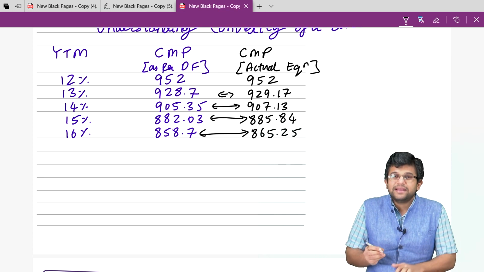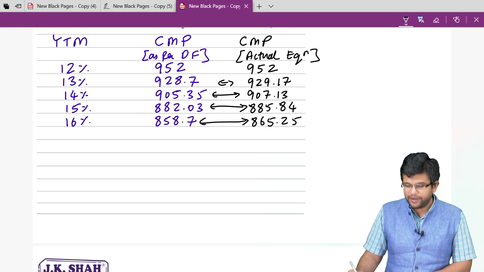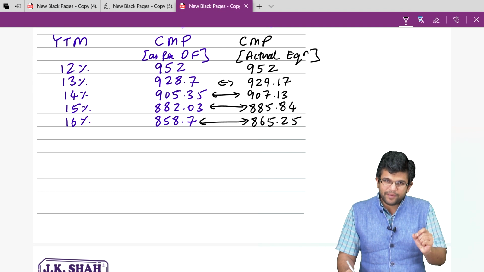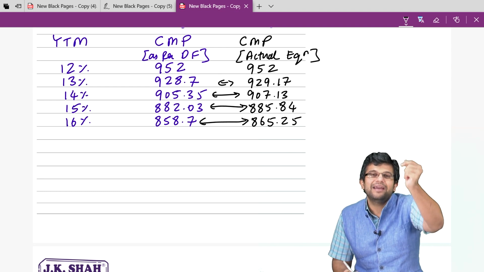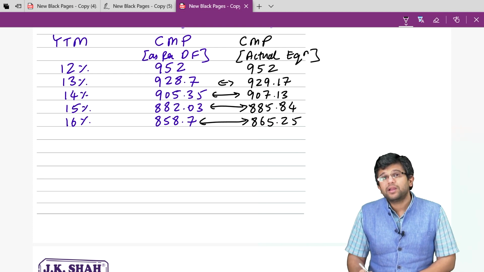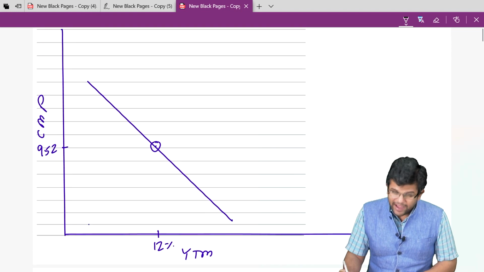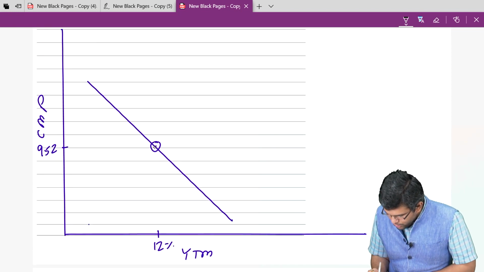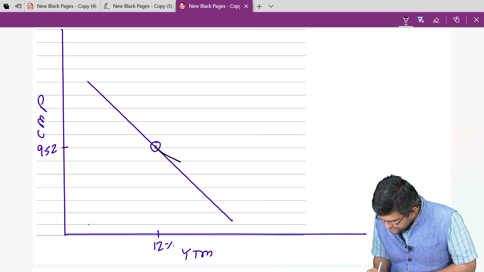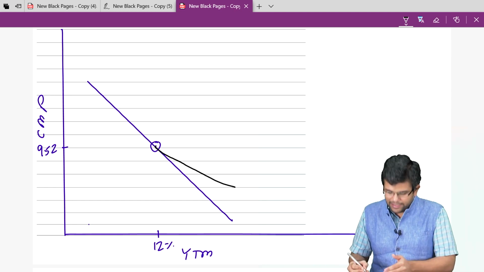Children, do you realize that as the YTM is going from 12 to 13 to 14 to 15 to 16, the actual market prices are slightly higher, and the gap is increasing over and above what the derivative was promising, and therefore this graph that we have drawn as per what the derivative was promising, do you realize the actual market prices are slightly above? Everybody clear? The actual market prices are slightly above.